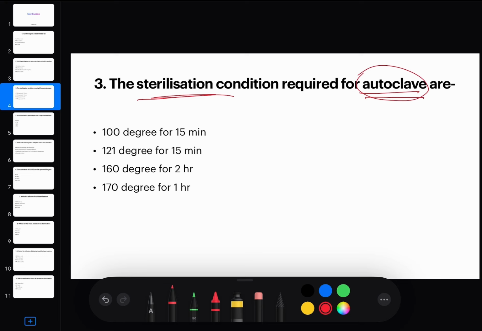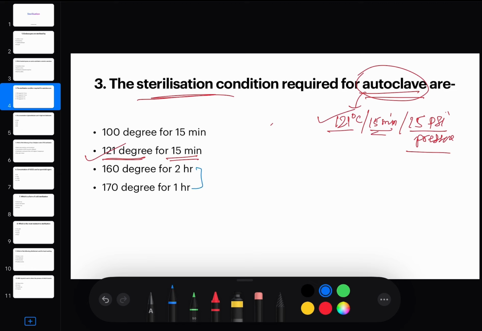We know that for autoclave, the temperature is 121 degrees centigrade for 15 minutes at 15 psi pressure. Minimum 15 minutes at 15 psi pressure at the temperature of 121 degrees centigrade. So the answer here is 121 degrees for 15 minutes. This second option is the right answer. The third and fourth are for the hot air oven.